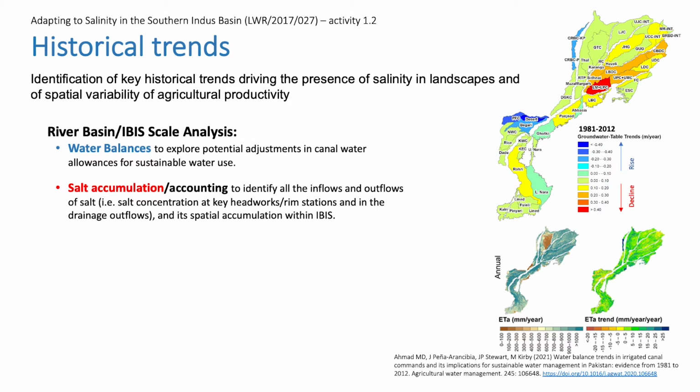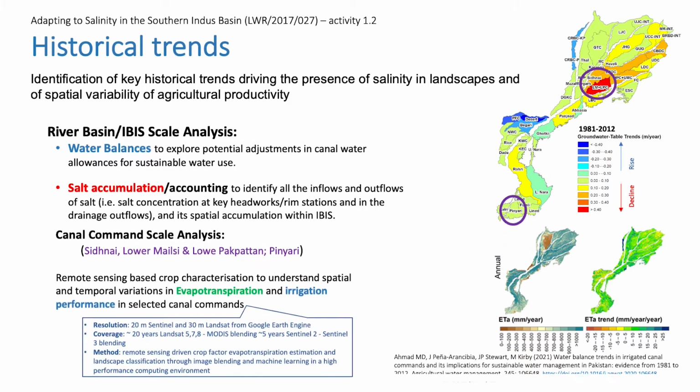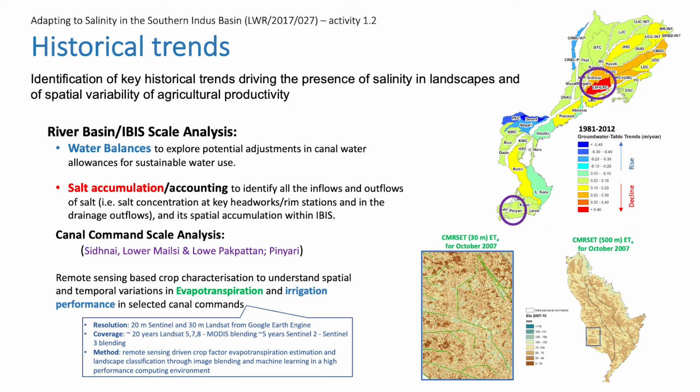We will try to conduct the salt accounting as well to understand the salt accumulation in different parts of the Indus Basin. Based upon the groundwater trend analysis, we have identified Sidhnai and Lower Mailsi canals in Punjab, where the groundwater tables are sharply declining, as well as we have selected the Baniari canal in Sindh, where the groundwater is shallow and causing waterlogging and salinity.